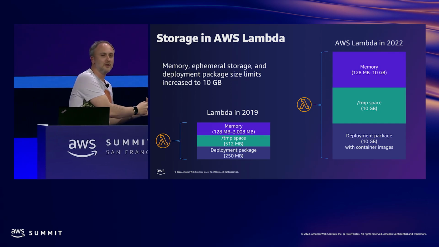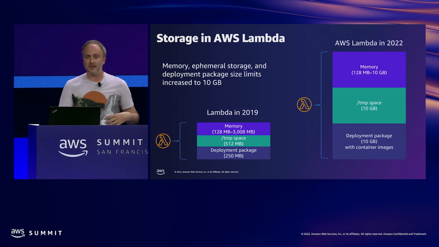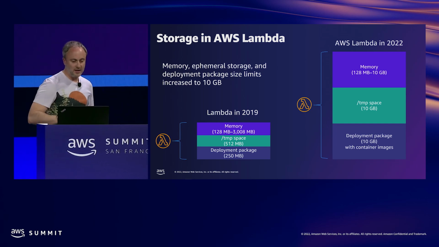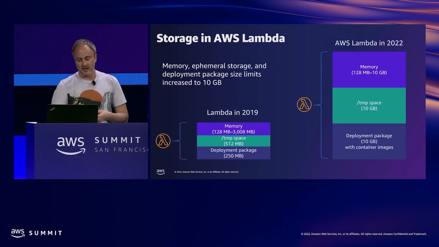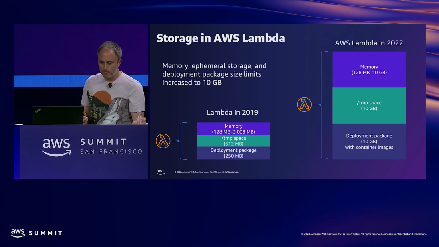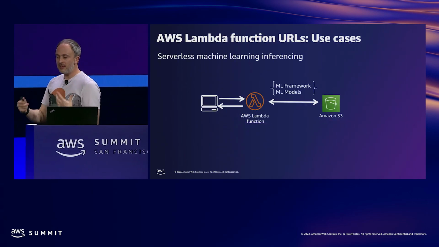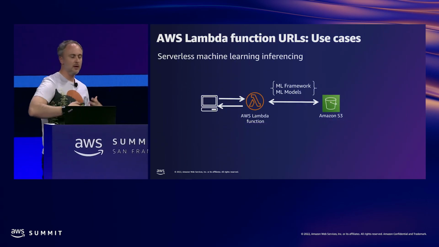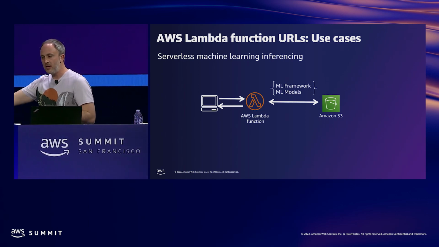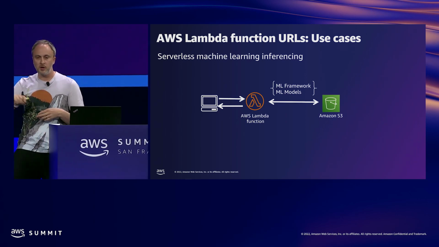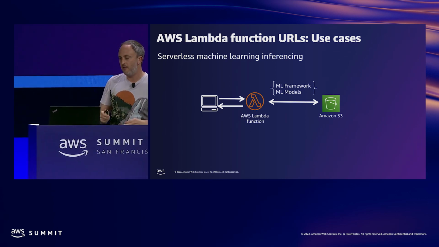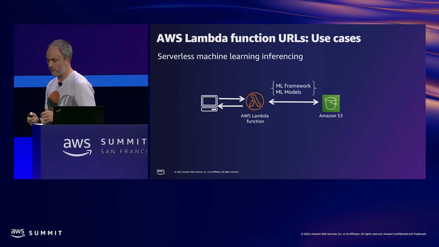So Lambda in 2019 looks a lot different to Lambda today in terms of its storage and package deployment limits. Your memory is 10 gigabytes, your ephemeral temp space is 10 gig, and your deployment package size is 10 gigabytes as well. So this makes Lambda a really appealing use case now for things like machine learning inferencing, where you can send your payload into Lambda. You can fetch your machine learning models and frameworks from an object store like S3, and then use that 15-minute timeout and that 10 GB ephemeral storage to run your machine learning inferencing on it.